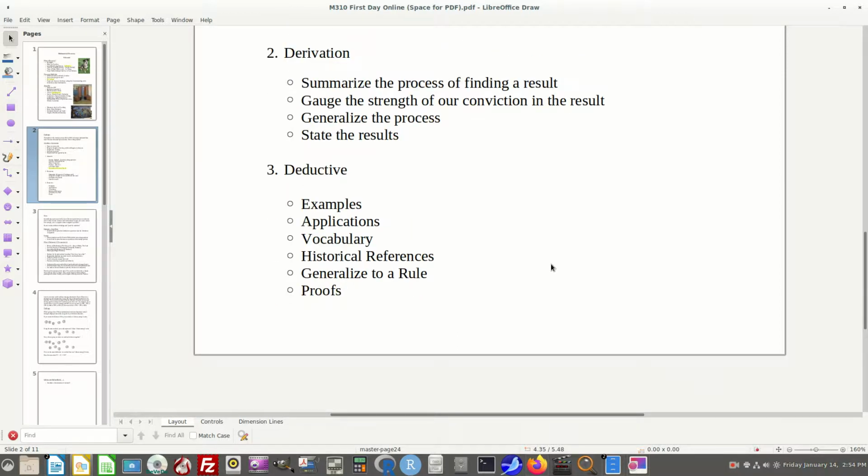The third part is the deductive part. And I'll make this transition very clear as you go through these questions. When you're in the deductive part, you're now taking a result that you claim is true in general, and you're applying it to examples. So questions, applications that use that same result. We'll be talking about vocabulary and historical references. We'll generalize to a rule. And of course, we'll be doing proofs.